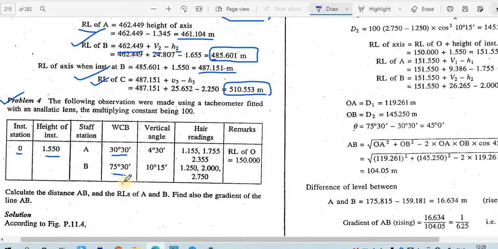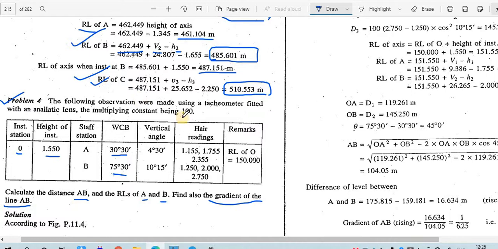So this problem will be a little different from the previous one. The vertical angle has been given, which is 4 degrees 30 minutes, and this is 10 degrees 15 minutes. The hair readings have been given, and the RL of the instrument station O is also given. Now we need to calculate the horizontal distance between A and B and the RL of points A and B, and also find the gradient of line AB. So gradient is also a new term. So far it was not required, but in this question it is required.